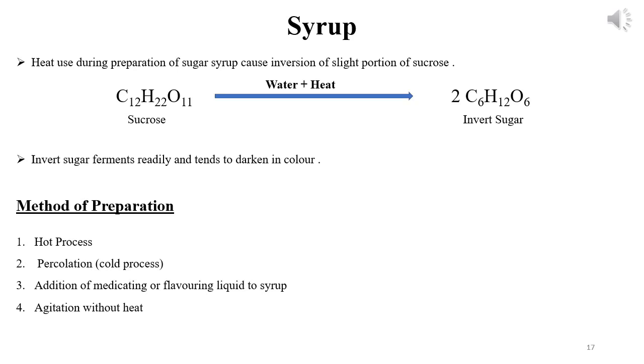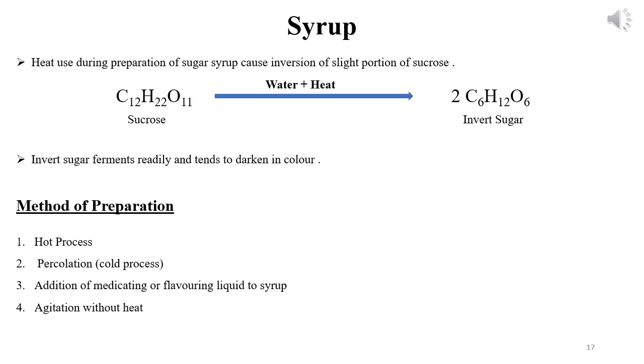So there is the formula of sucrose, C12H22O11. You can see in the arrow that water is added and we give heat, then it will convert into invert sugar, means two molecules of invert sugar. The formula of invert sugar is C6H12O6. So the method of preparation of sugar syrup has 4 points.